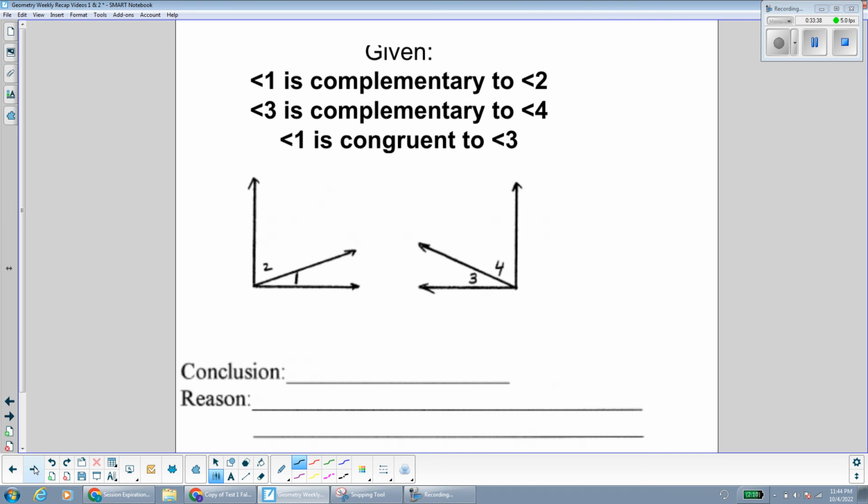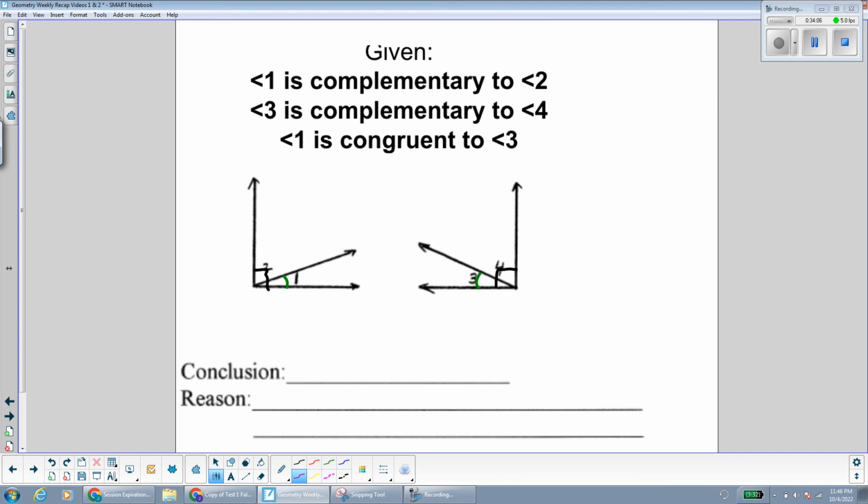Here we're given angle 1 complementary to angle 2, so together they make a right angle. We're also given that angle 3 is complementary to angle 4. And we know angle 1 is congruent to angle 3. So let's think about what conclusion we can draw.